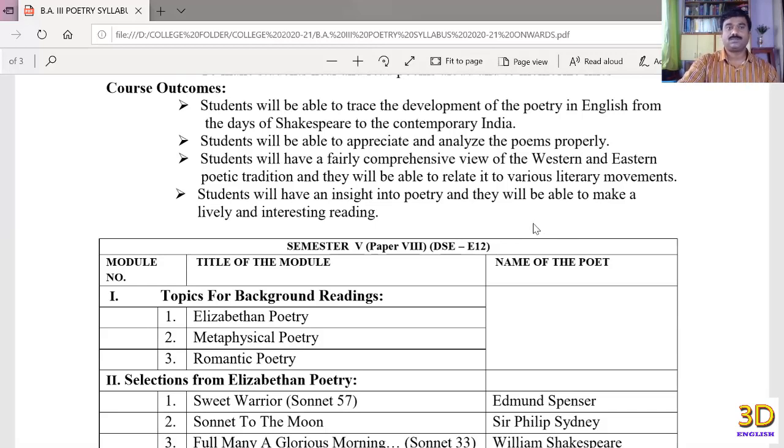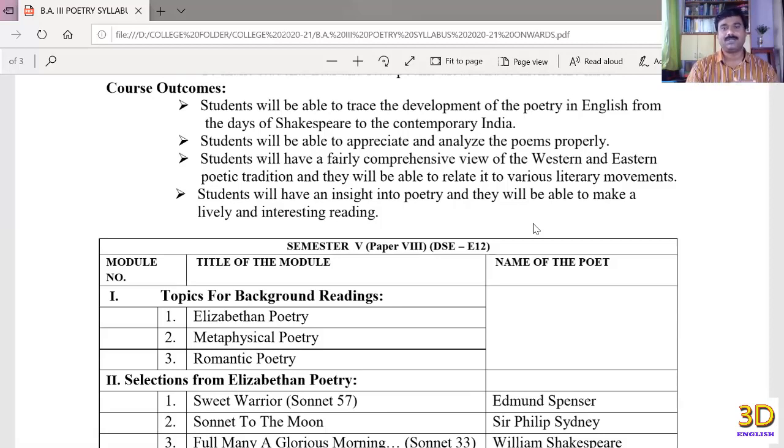So keeping these outcomes in mind, this new syllabus is launched, and we are going to learn some new poetry so that it can create an interest in poetry in the minds of the blooming poets, or you can say the students who have an interest in writing and composing poetry.